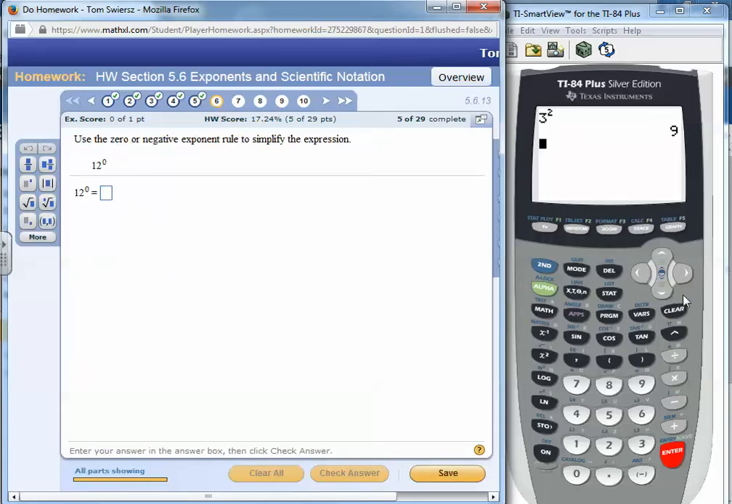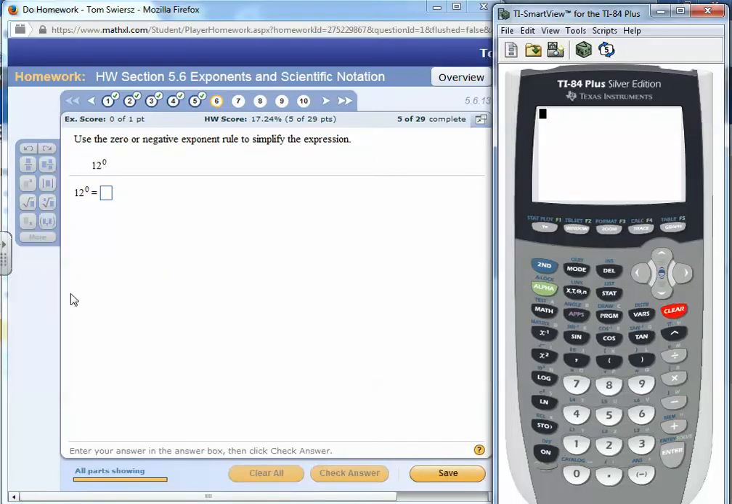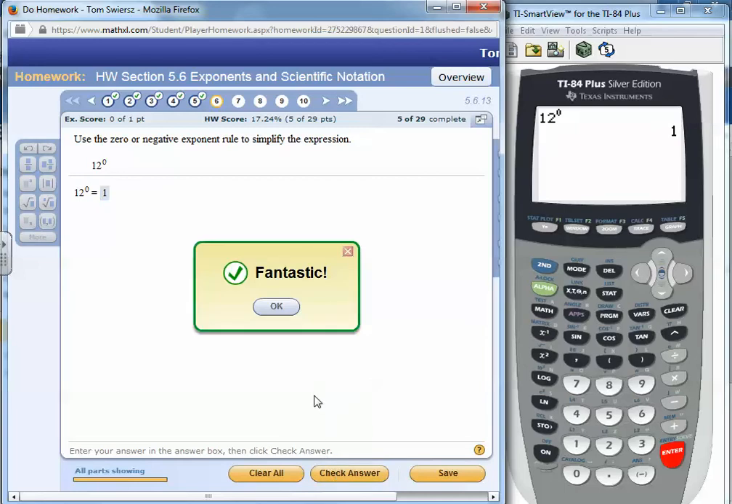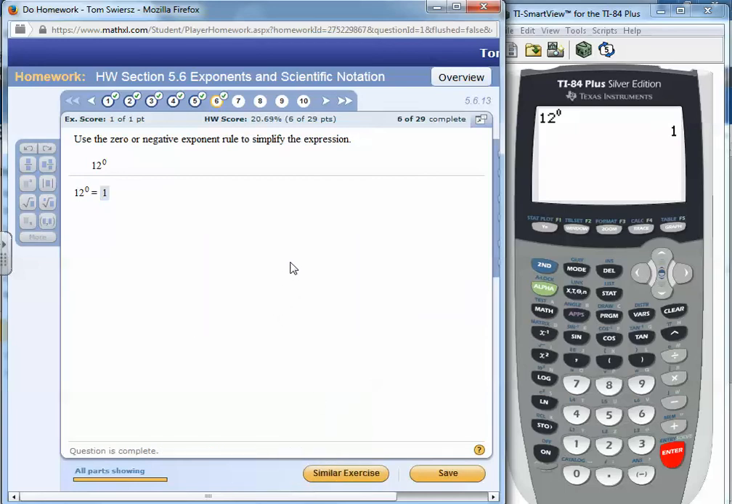Any number to the 0 power is 1. Most people just memorize that. 12 to the 0 is 1. 100 to the 0 is 1. 0 to the 0 is 1. Again, you can do it on your calculator. 12 raised to the 0 power is equal to 1. So any number to the 0 power is equal to 1. Most people just tend to memorize that.